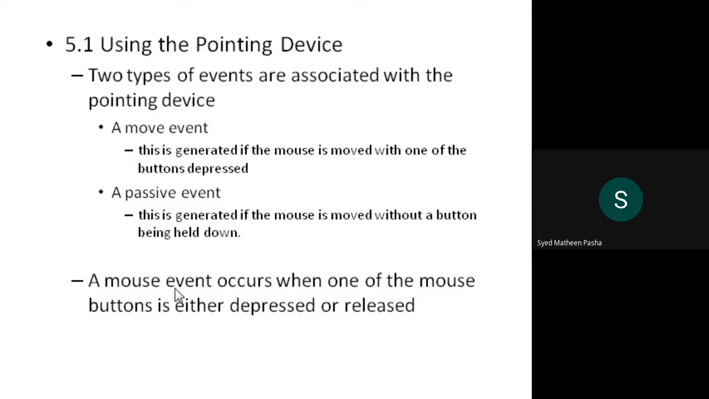Then, a mouse event occurs when one of the mouse buttons is either pressed or released. This is the point you need to remember. When does a mouse event happen? The mouse event happens whenever you are pressing a key, or you are just releasing a key, or you are just moving the mouse around the screen. So this is how the pointing device comes into consideration, how we use the pointing device.